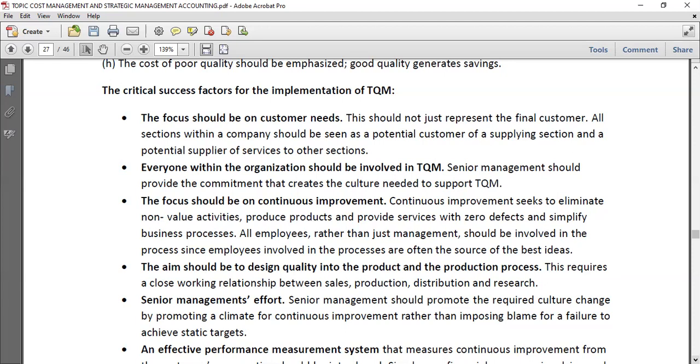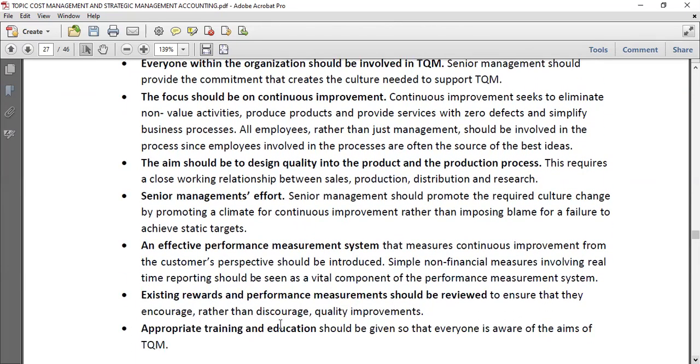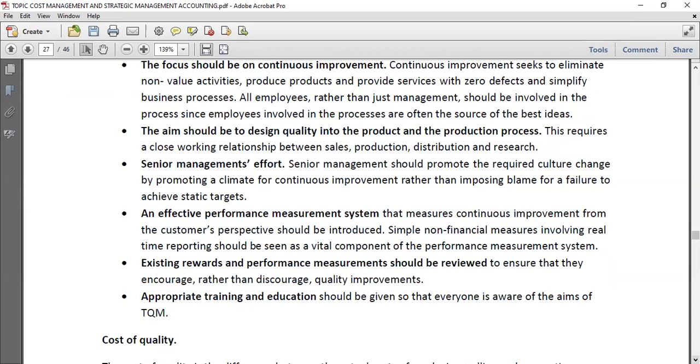Of course, the aim should be to design quality into the product, and not only the product, but also the whole process, the production process, okay? There should be support from top management in terms of driving the respective change for quality, okay? An effective performance measure system to be able to measure ourselves on whether we have achieved or not. So we should not only just have financial, but we should have things like non-financial, like customer perspective. We're able to send out feedback forms and hear from our customers, okay?